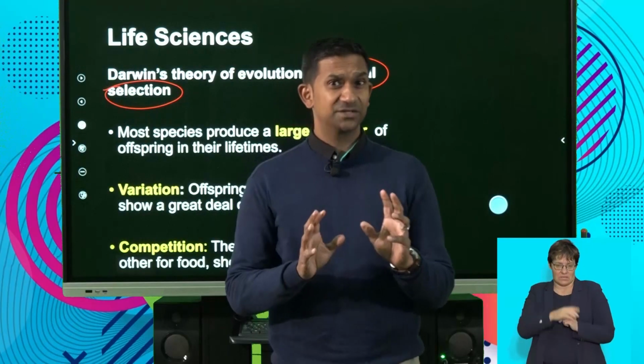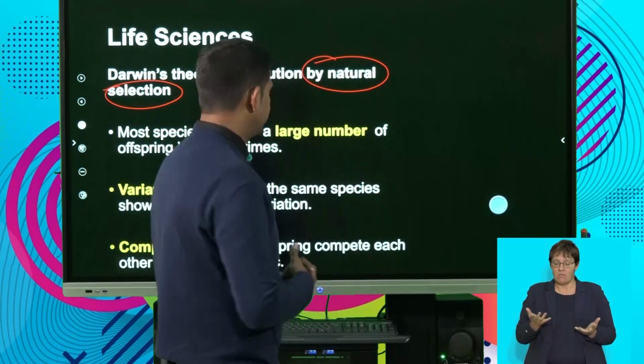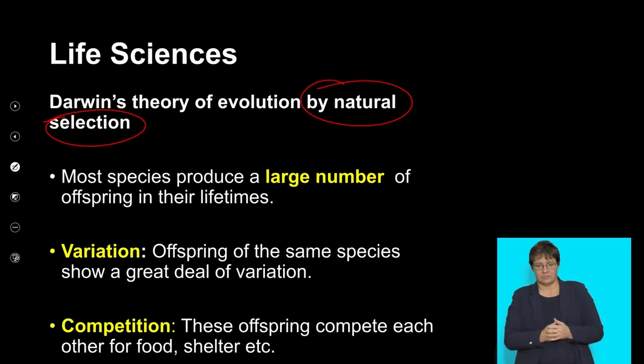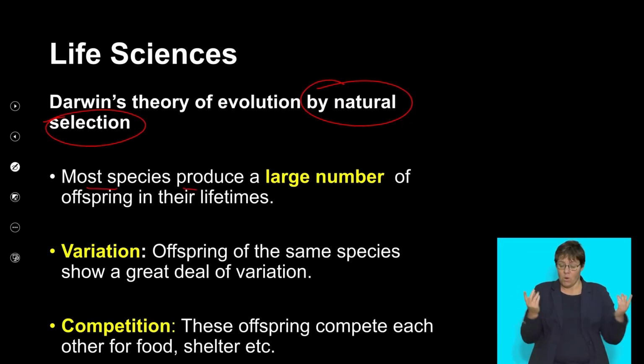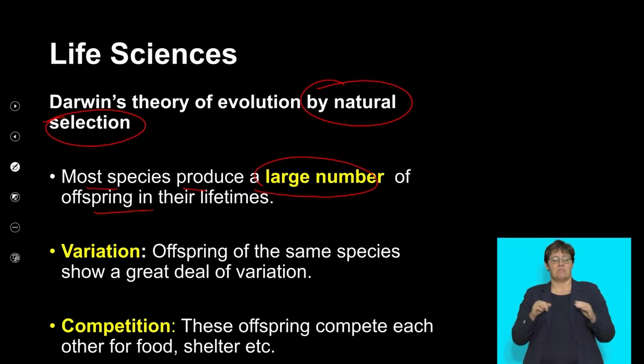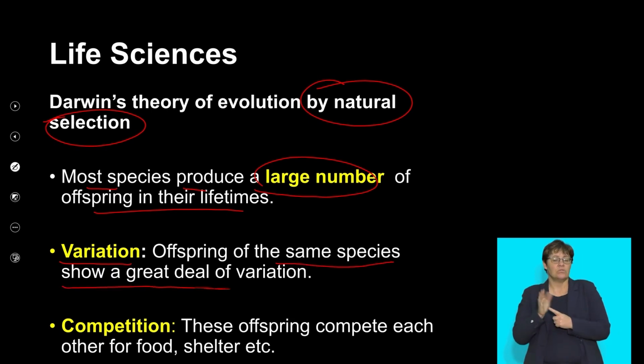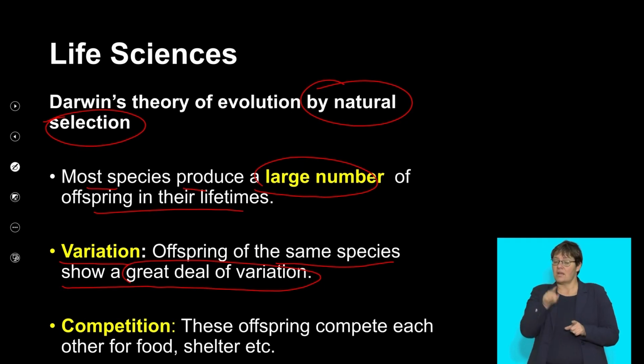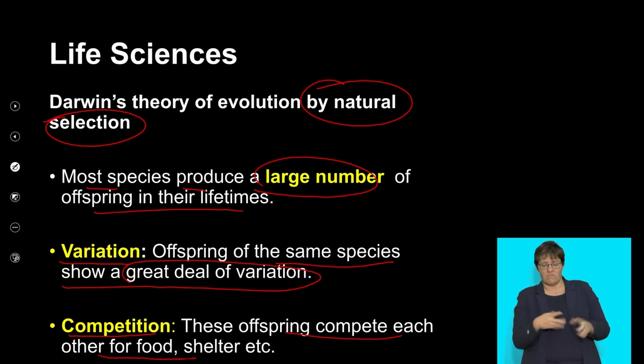Let's try and put that together as a review. So, as I mentioned, most species produce a large number of offspring throughout their lifetime. Amongst the offspring, there's variation. The offspring of the same species show a great deal of variation amongst them. As I mentioned, the third concept was that there is competition. The offspring generally compete with each other for food, shelter, resources, etc.